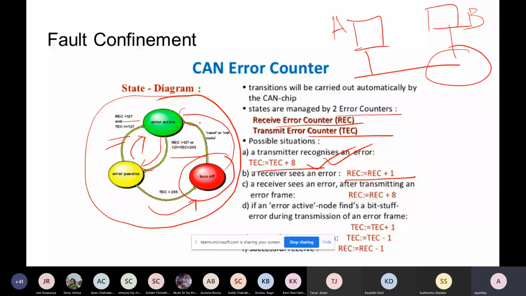Error active means again it will start the normal transmission and check if there is a possibility of error. Again, it will start sending the error frame to the general network. Okay, so this is the idea. This is how the CAN network or the nodes of CAN are designed through this model, that they are self-sufficient to handle an error or a fault beyond a certain point. So this is the idea of fault confinement and priority arbitration.